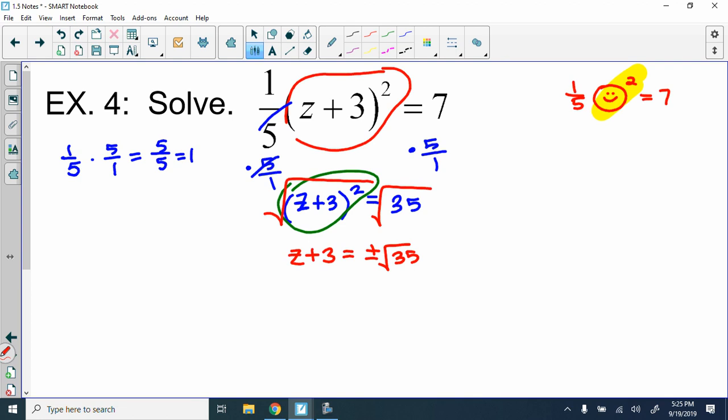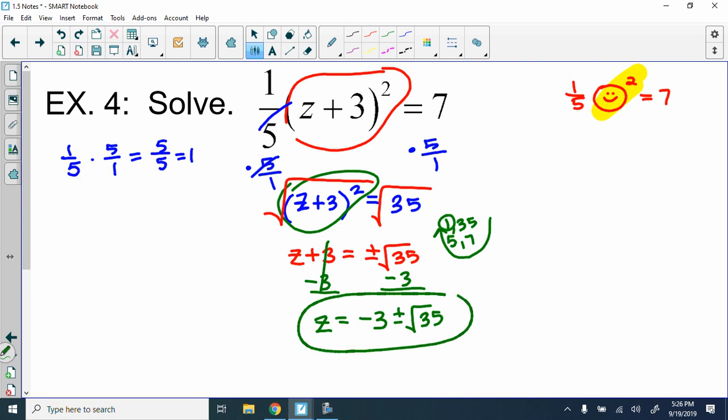Let's try to simplify radical 35 first, though. So I think 1 and 35, 5 and 7. Are any of those perfect squares? If we went through, they would not be. 1 is the biggest perfect square, and that's not going to change anything. So all we're going to do is subtract 3. Now, when we subtract 3, 3 is outside of the radical, so you cannot subtract 3 from 35. It's the square root of 35. So we're just going to write it in front: negative 3 plus or minus the square root of 35. And that's going to be our answer.